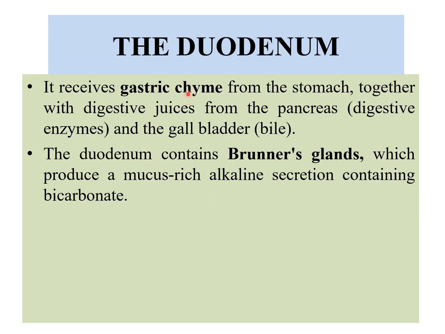It receives gastric chyme from the stomach, which is digested food, along with digestive juices from the pancreas and bile from the gallbladder. The duodenum contains Brunner's glands, which secrete a mucus-like secretion containing bicarbonate.